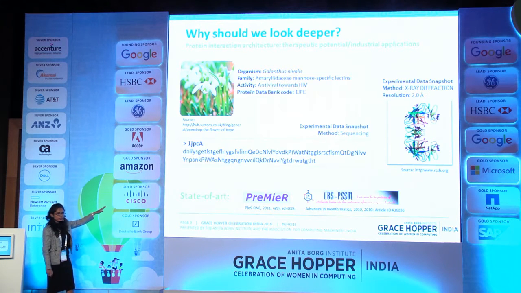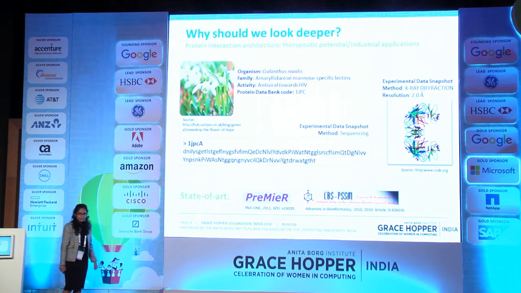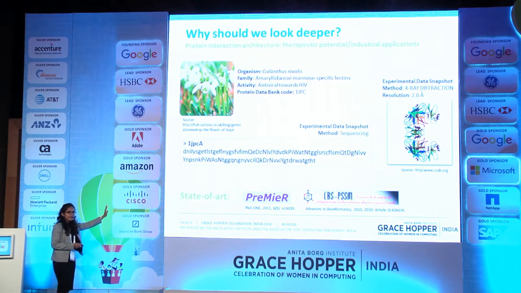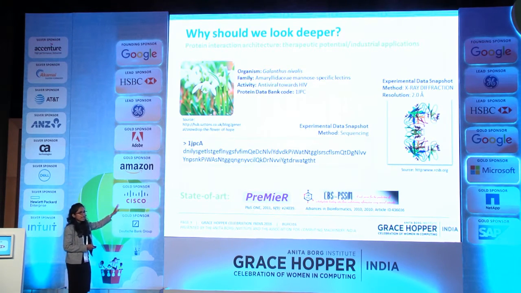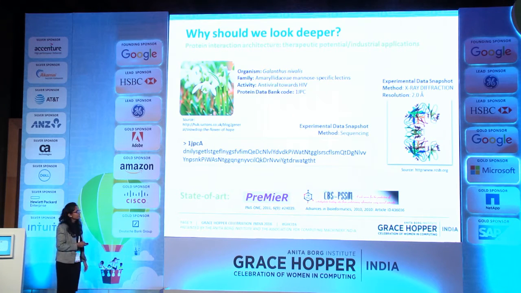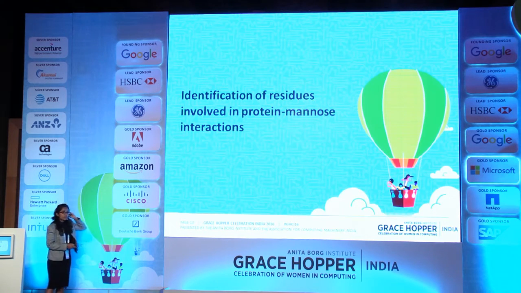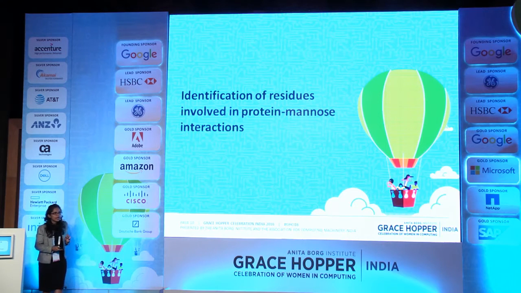So using the sequence information, different state-of-the-art approaches are available, like Premier and CBS PSSM. They are developed using support vector machines and neural networks. These approaches are state-of-the-art, and they have limitations in terms of false predictions. And false predictions are a concerning challenge, as they already mentioned. So now we look at our approach, which is identification of residues involved in protein mannose interactions. We'll see how we have addressed the issues of false predictions.